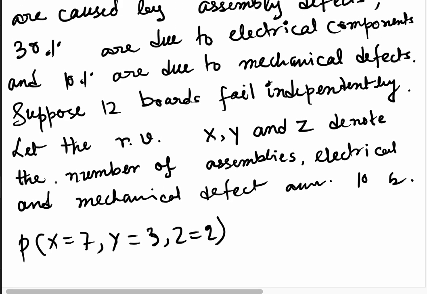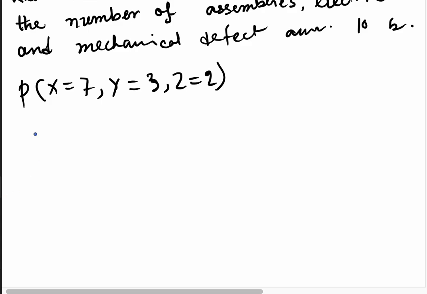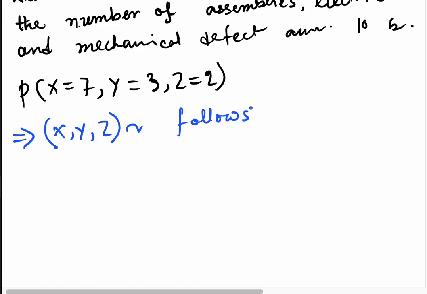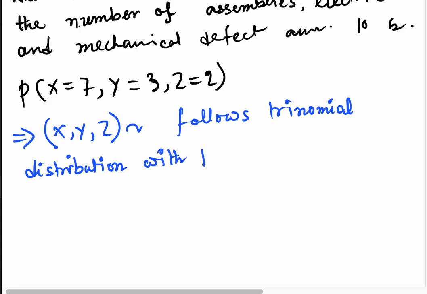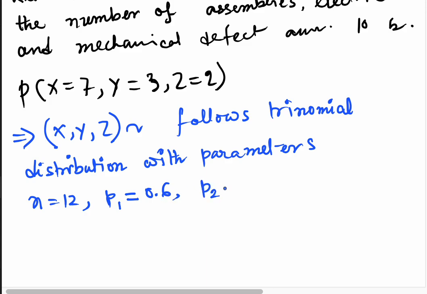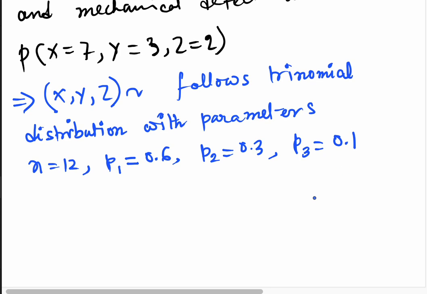So as the question suggests, it is a trinomial distribution. So the answer of it: basically this x, y, z variable follows a trinomial distribution with parameters n equal to 12, p1 equal to 0.6, p2 equal to 0.3, p3 is 0.1. That's it.